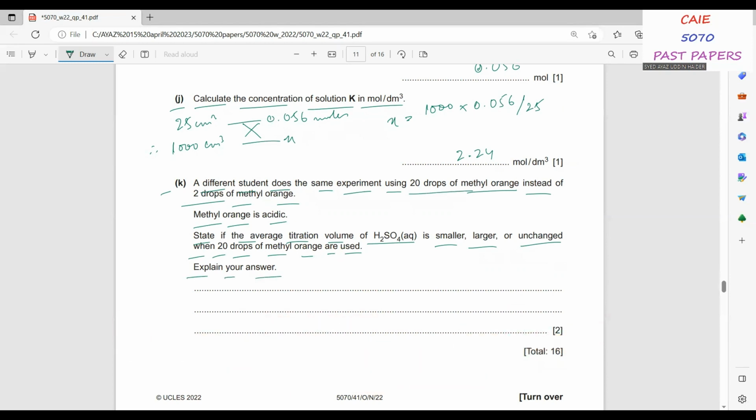The reason is that methyl orange neutralizes some of the sodium hydroxide. Smaller, because methyl orange neutralizes some sodium hydroxide before even the titration is carried out.